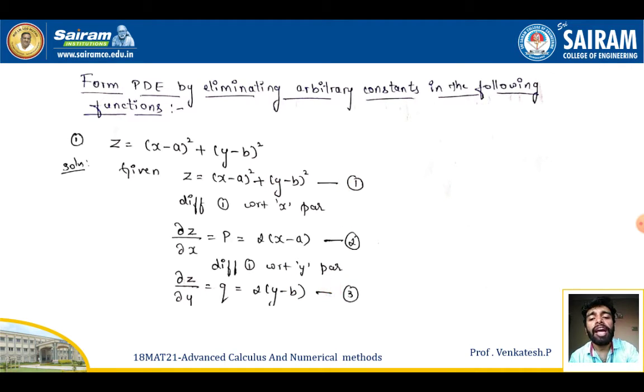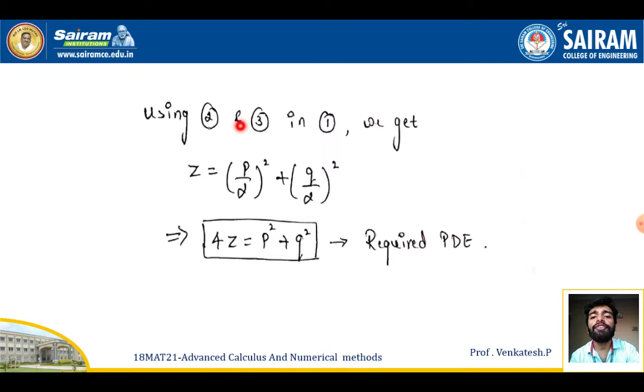So now we can see that I can write x minus a is equal to p by 2, y minus b is equal to q by 2. I can replace x minus a and y minus b in equation number 1 to eliminate the arbitrary constants. If I replace those values here, the constants get eliminated, and only the PDE I will get here. So using 2 and 3 in equation number 1, I got z is equal to (p by 2) whole square plus (q by 2) whole square. It will be z is equal to p square by 4 plus q square by 4. Shifting this 4 to the LHS, I got the equation 4z is equal to p square plus q square. So this is the required partial differential equation with no constants here.